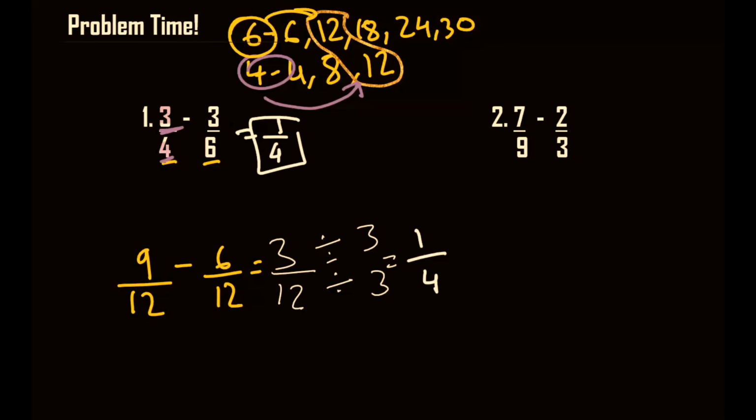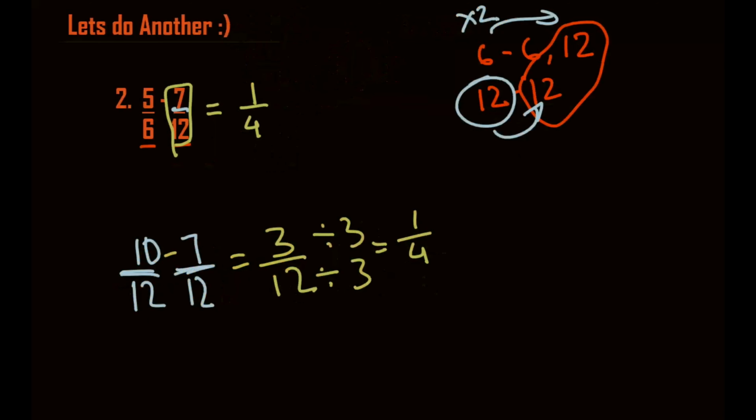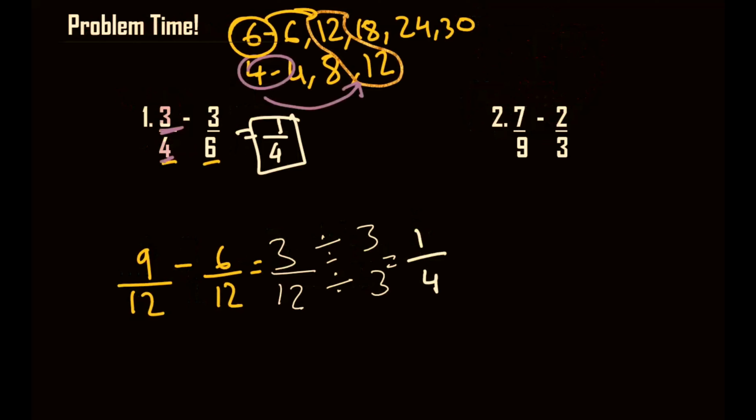I'm guessing this is a coincidence because we got a 1 over 4 here and then 1/4 here. So, probably a coincidence. So now let's do our second problem. So we have 7 over 9 minus 2 over 3.